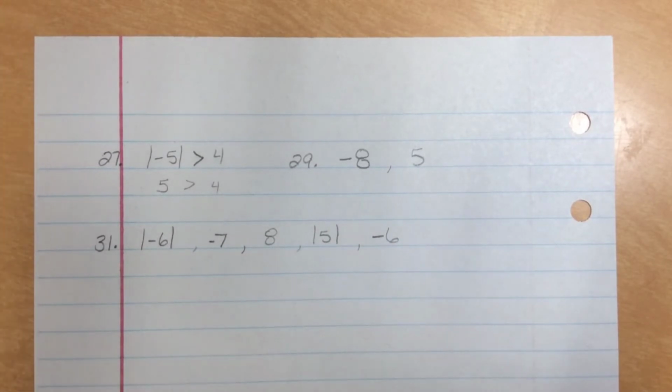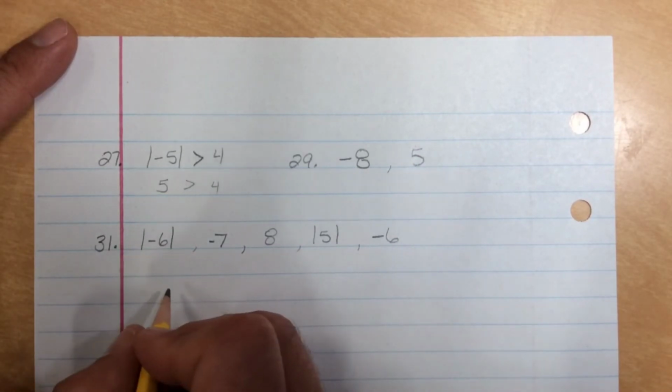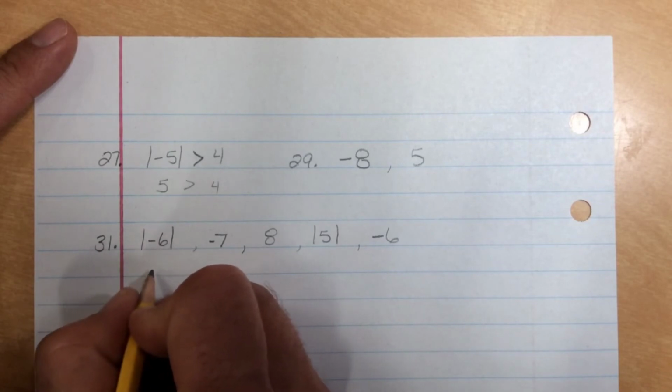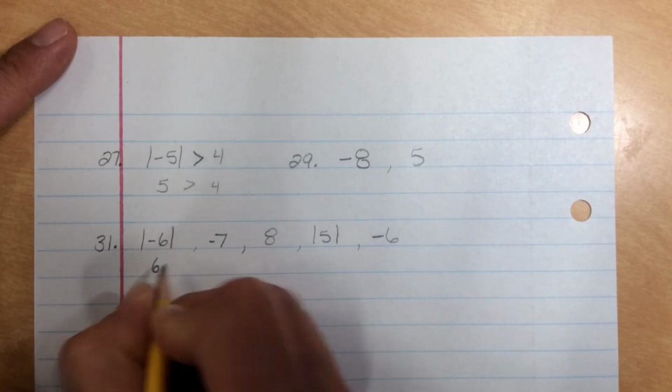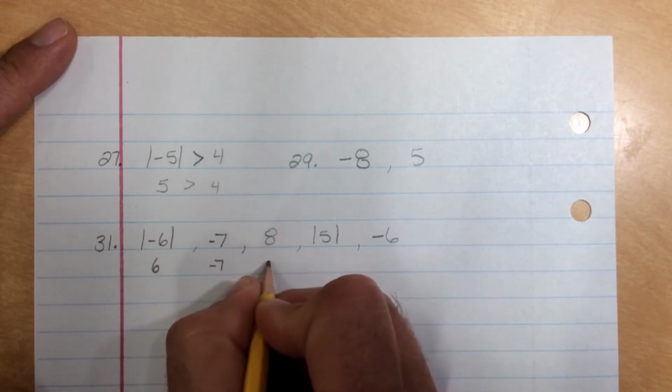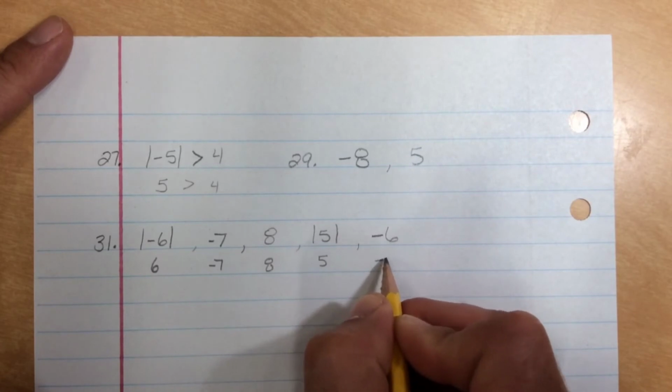Okay, and what I do, and what you should do, because it takes a couple of lines, but then you don't make any mistakes. This value is 6. This value is still negative 7. This value is still 8. This value is 5. This value is negative 6.